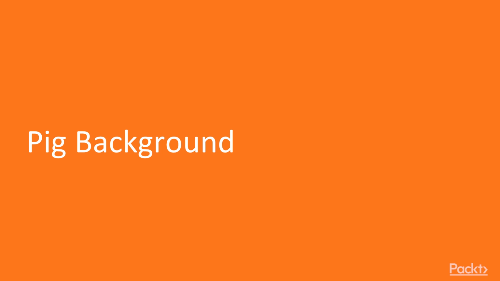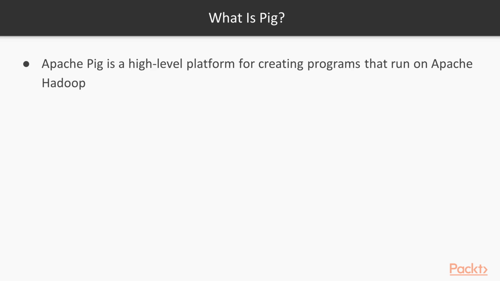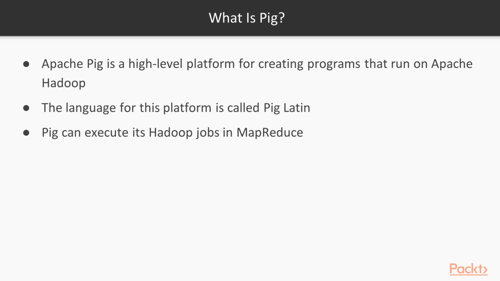So, to begin with the first video, we'll talk about Pig background. And in this video, we'll understand what is Pig background, understanding Pig terms, Pig capabilities, and understanding the basics of Pig. Let's begin. So, first thing first, what is Pig? Apache Pig is a high-level platform for creating programs that run on Apache Hadoop. The language for this program is called Pig Latin.